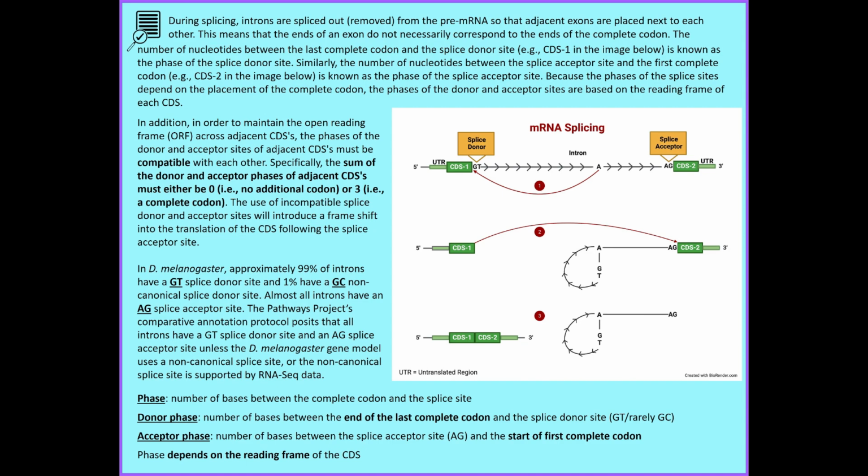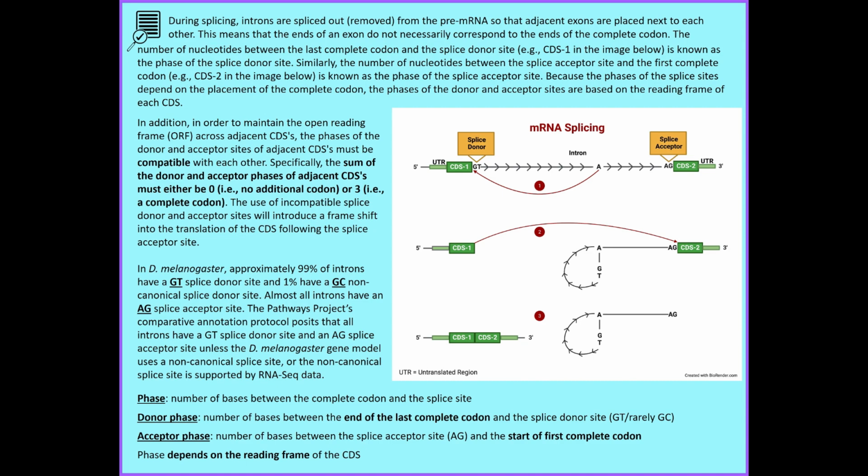This diagram here shows us an overview of the splicing process. During this, introns are removed and the adjacent exons join together, creating our exon junctions. In general, when looking at our splice sites, we give them a phase, which can be 0, 1, or 2. For our donor site, this phase is determined by the number of nucleotides between our last complete codon and our GT donor. As for our acceptor site, the phase is determined by the number of nucleotides between our first complete codon and our AG acceptor.